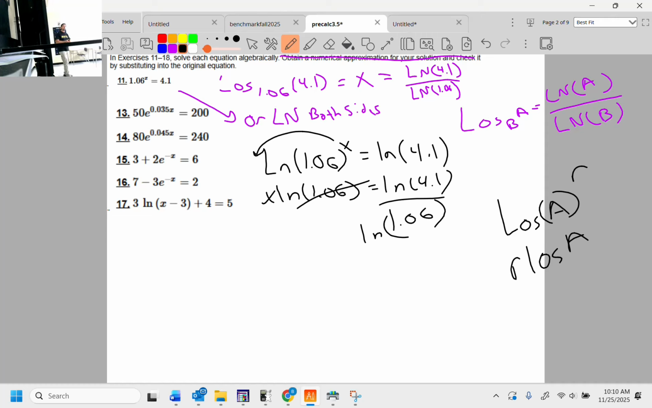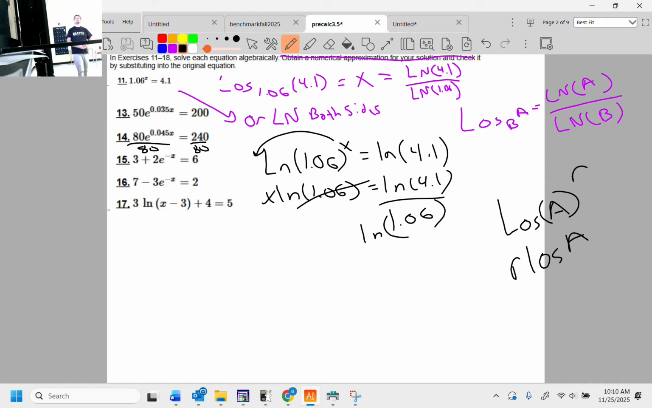If you do 12 and 14 before you do anything, you want the thing isolated. So make sure on 13 and 14, you divide out those numbers first. I'm not going to do any more than that, but you have to have the base by itself. It has to be by itself. First step is always isolation.